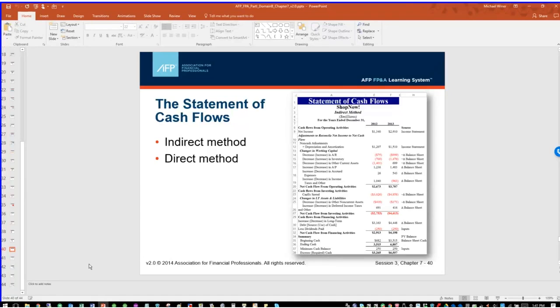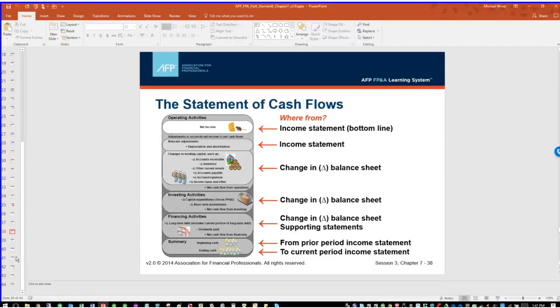It is actually much easier to put together the indirect method than the direct method because indirect, you just use the other financial statements. So the balance sheet and the income statement. So it's much easier to put together. All right, let me go back up because that other slide had a better picture. There we go. Okay, so how does it work?